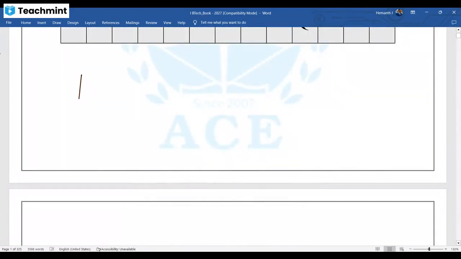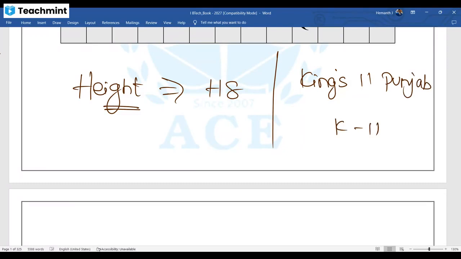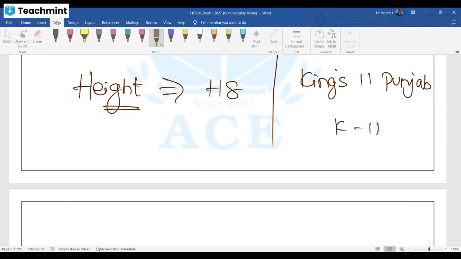What is the symbol for height? Sorry, height in terms of letters is this, right? I can write in short H value 8. Height, short note, H value 8. We can check in the table what the H value is. 8, right? So there is one IPL team called Kings 11 Punjab. Previously in IPL, now they call it Punjab Kings. You can remember K value 11. You can see for K what number is given? 11. Somehow we are giving some tricks so that you can remember the value of each letter. When I represent some letter, you have to say the number for that.